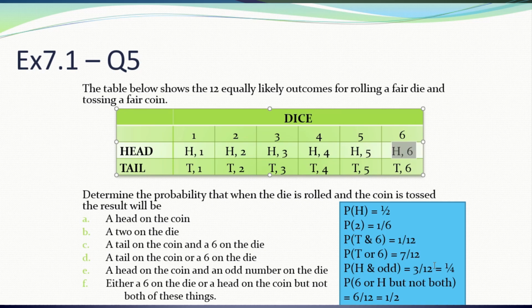So there is a difference between "and" and "or". "And" means both must be together. If the word is "or", wherever you got a tail, wherever you got a 6, you can accept both. So you add it all up.